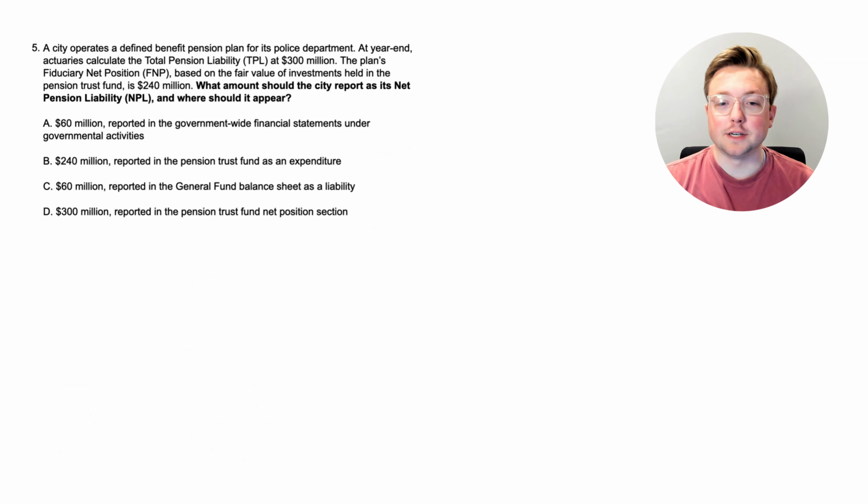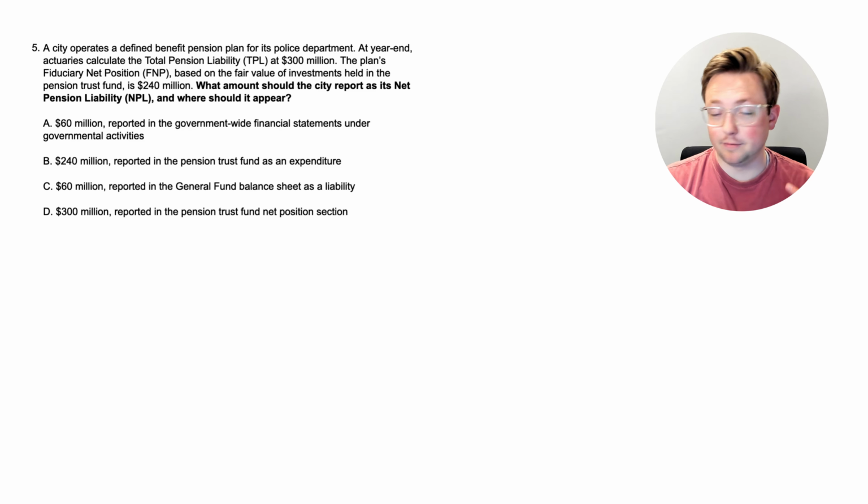Okay, here we are at question 5. What amount should the city report as its net pension liability, or NPL, and where should it appear? Let's go to the top. A city operates a defined benefit pension plan for its police department. At year end, actuaries calculate the total pension liability at $300 million. The plan's fiduciary net position, based on the fair value of the investments held in the pension trust fund, is $240 million. What amount should the city report as its net pension liability, and where should it report it?